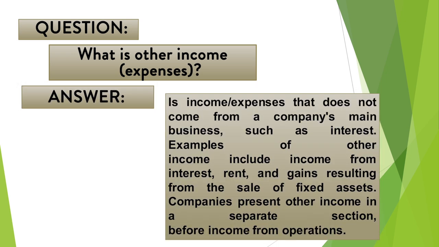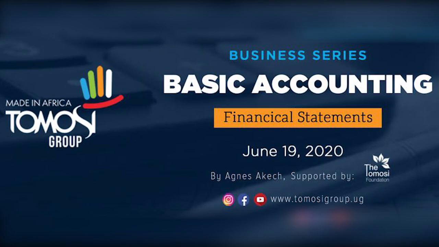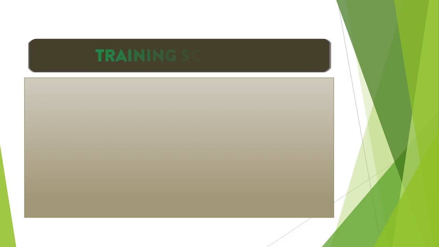What is other income or expense? This does not come from a company's main business, such as interest, rent, and gains resulting from the sale of fixed assets. Companies present this income in a separate section before income from operations. These two incomes have to be presented differently or separately according to the presentation of financial statements, for better understanding.